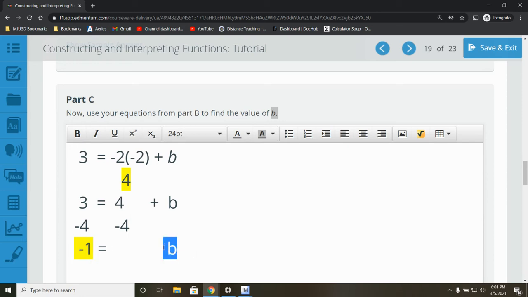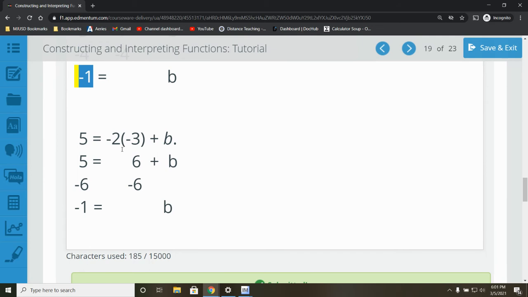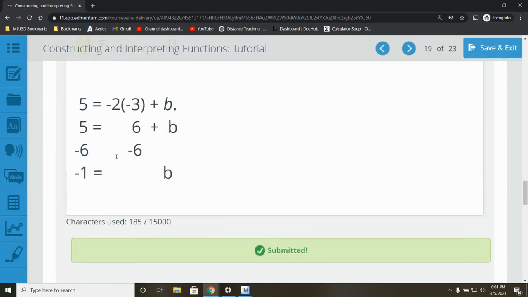So b equals negative 1 for part C. Now we go through the process again for the second equation. 5 equals negative 2 times negative 3 plus b.